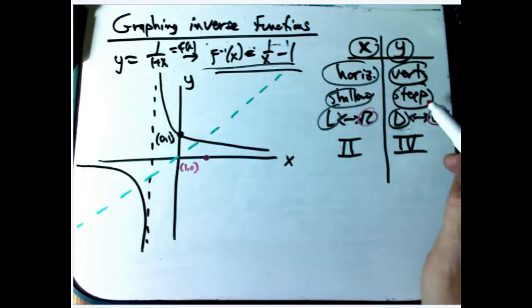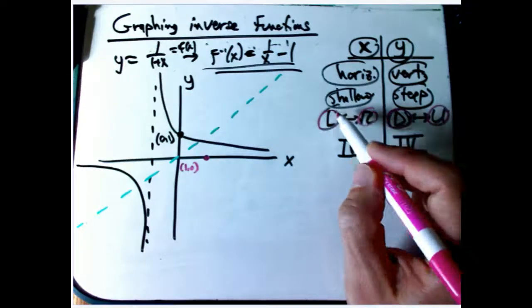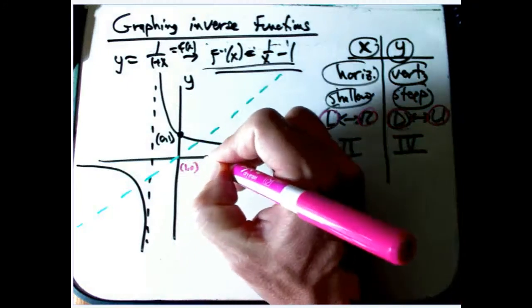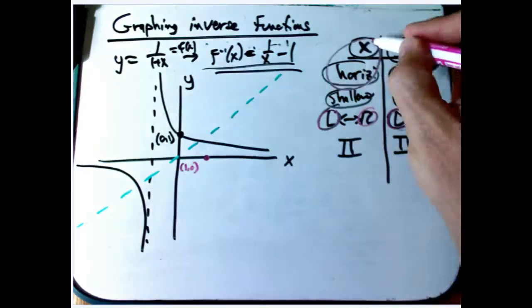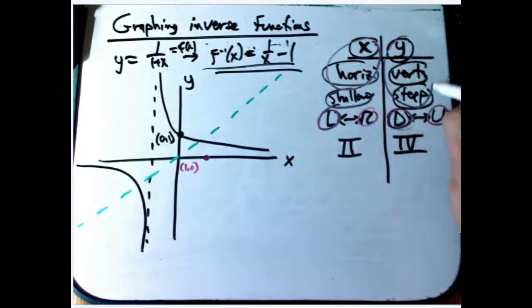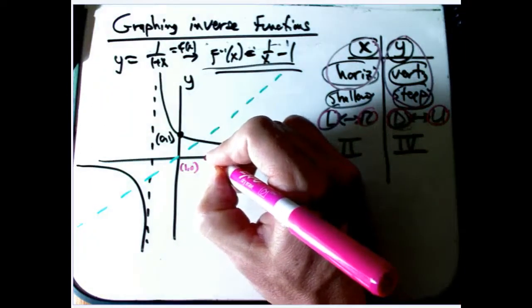And the down part, down switches with left. So it's going to go up and left. This was getting a shallower angle and going to a horizontal asymptote. This is going to get steeper, vertical towards y. So like this.